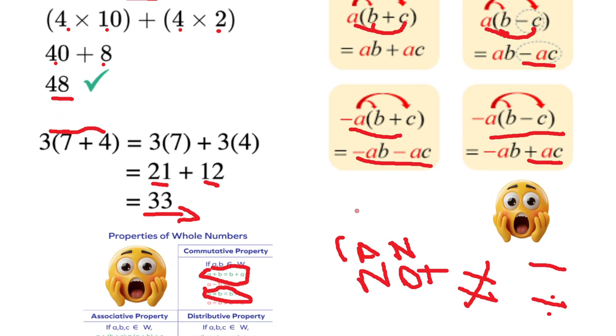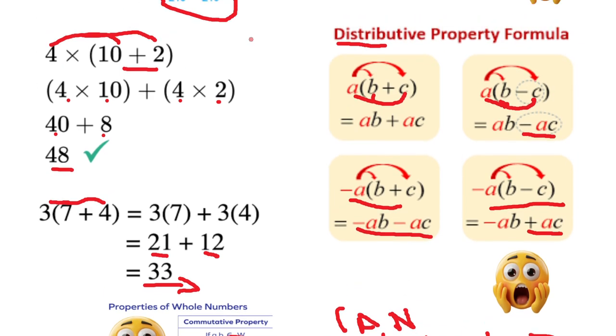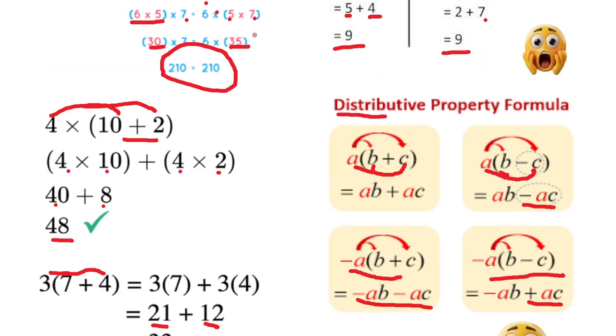Now, our friends, since you have gotten the knowledge you need for the properties of whole numbers, now it's time to go and shock your teacher.